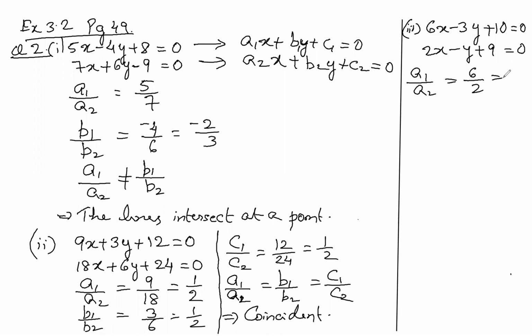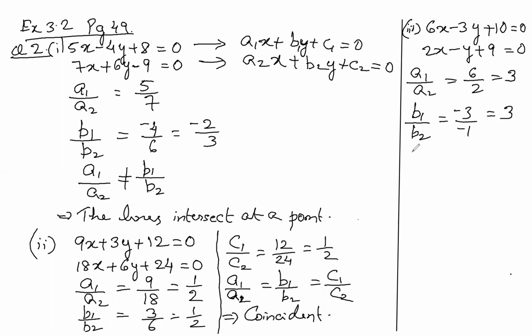A1 by A2 for this one is 6 by 2, sir. That is equal to 3, right? Yes, sir. Okay, now B1 by B2. Kevin, B1 by B2. Sir, minus 3 by minus 1. That is equal to 3.